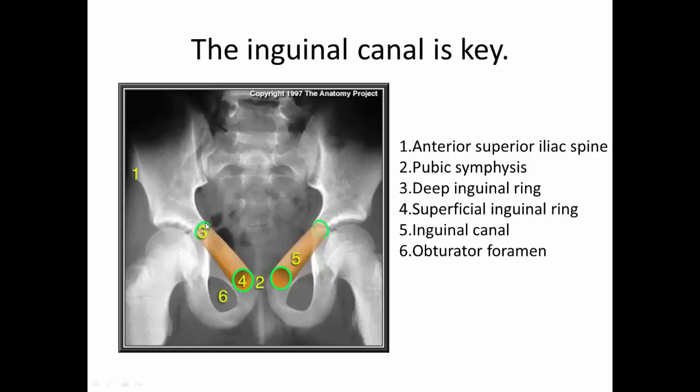And so about halfway down between the anterior superior iliac spine and the pubic symphysis is going to be the inguinal canal, the deep ring of the inguinal canal. And then right almost at the pubic symphysis, but just above it, is going to be the superficial ring of the inguinal canal. And that is where the testes come down.